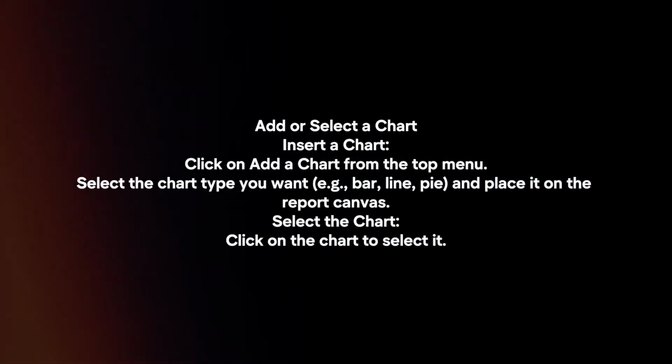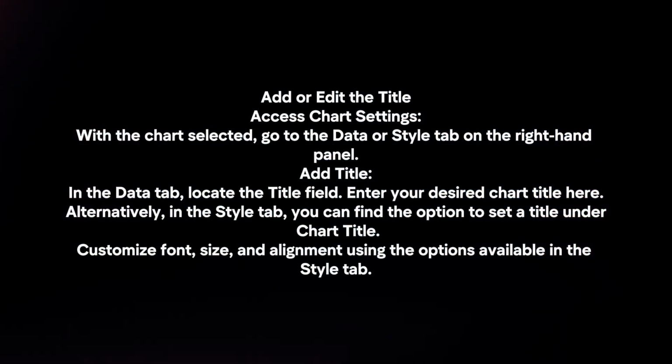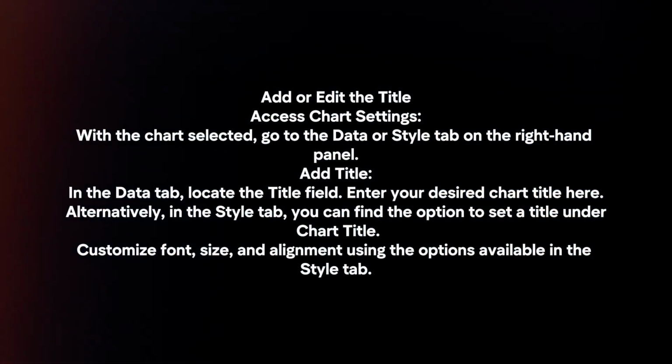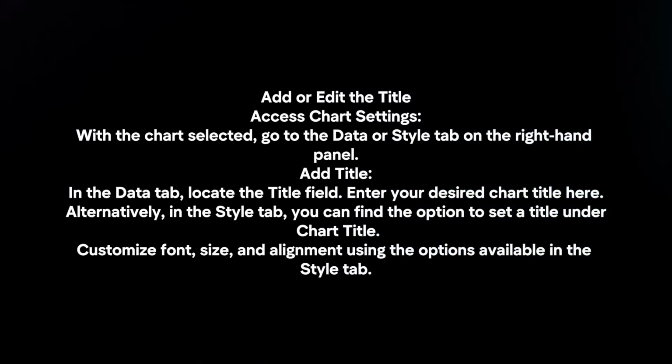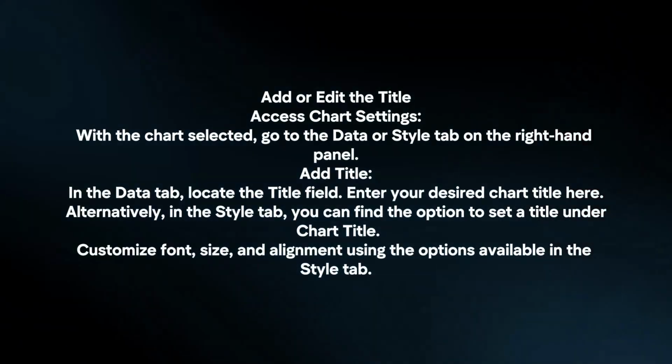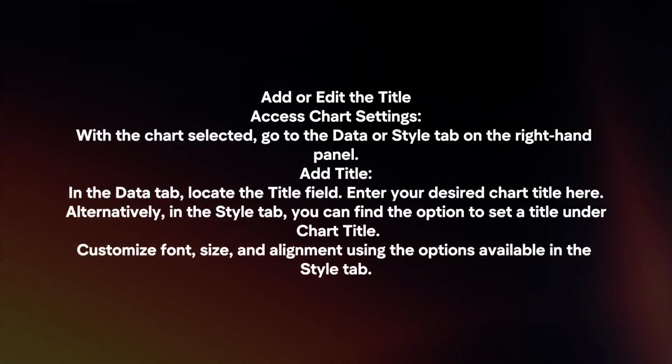Add or edit the title. Access chart settings. With the chart selected, go to the Data or Style tab on the right-hand panel. Add title. In the Data tab, locate the title field. Enter your desired chart title here. Alternatively, in the Style tab, you can find the option to set a title under Chart Title.